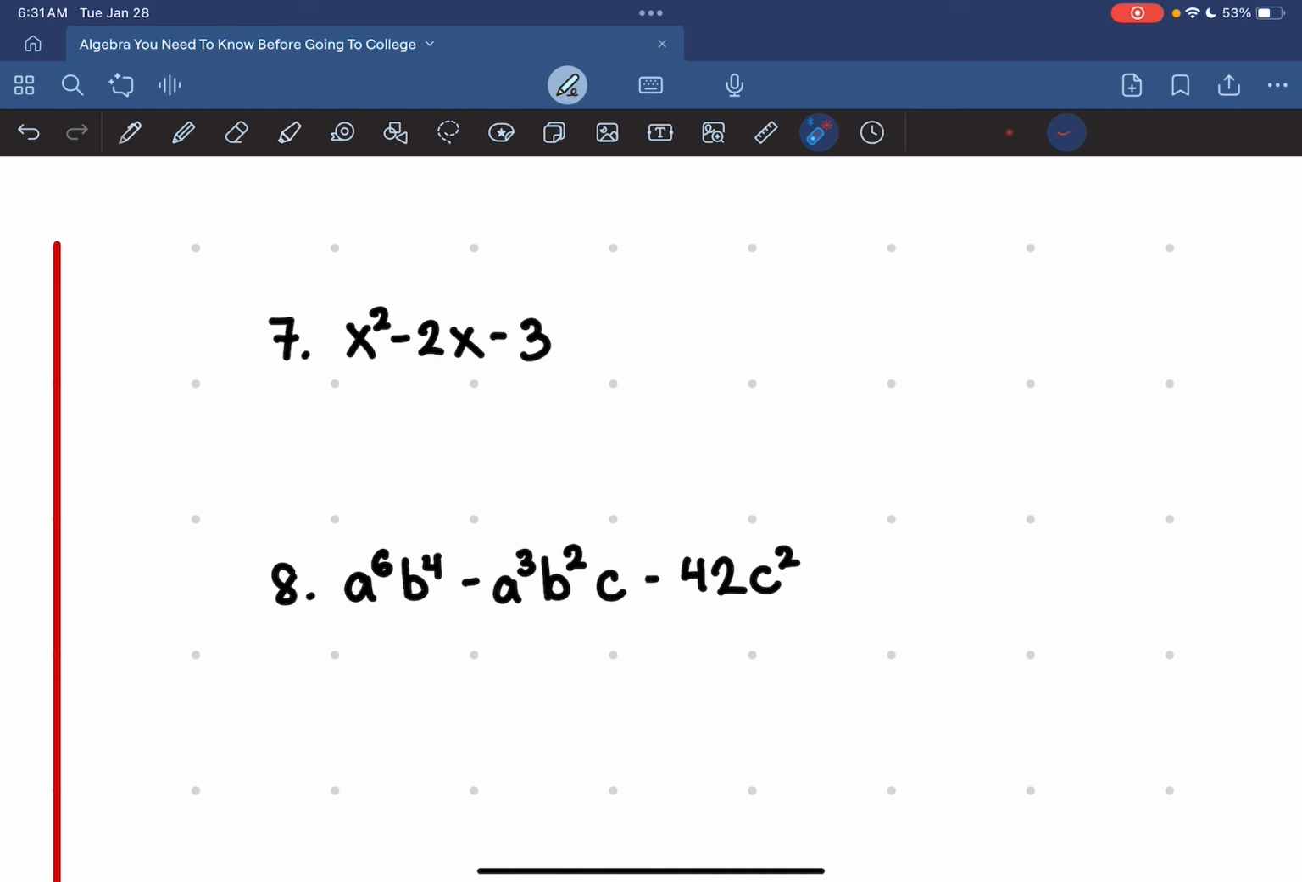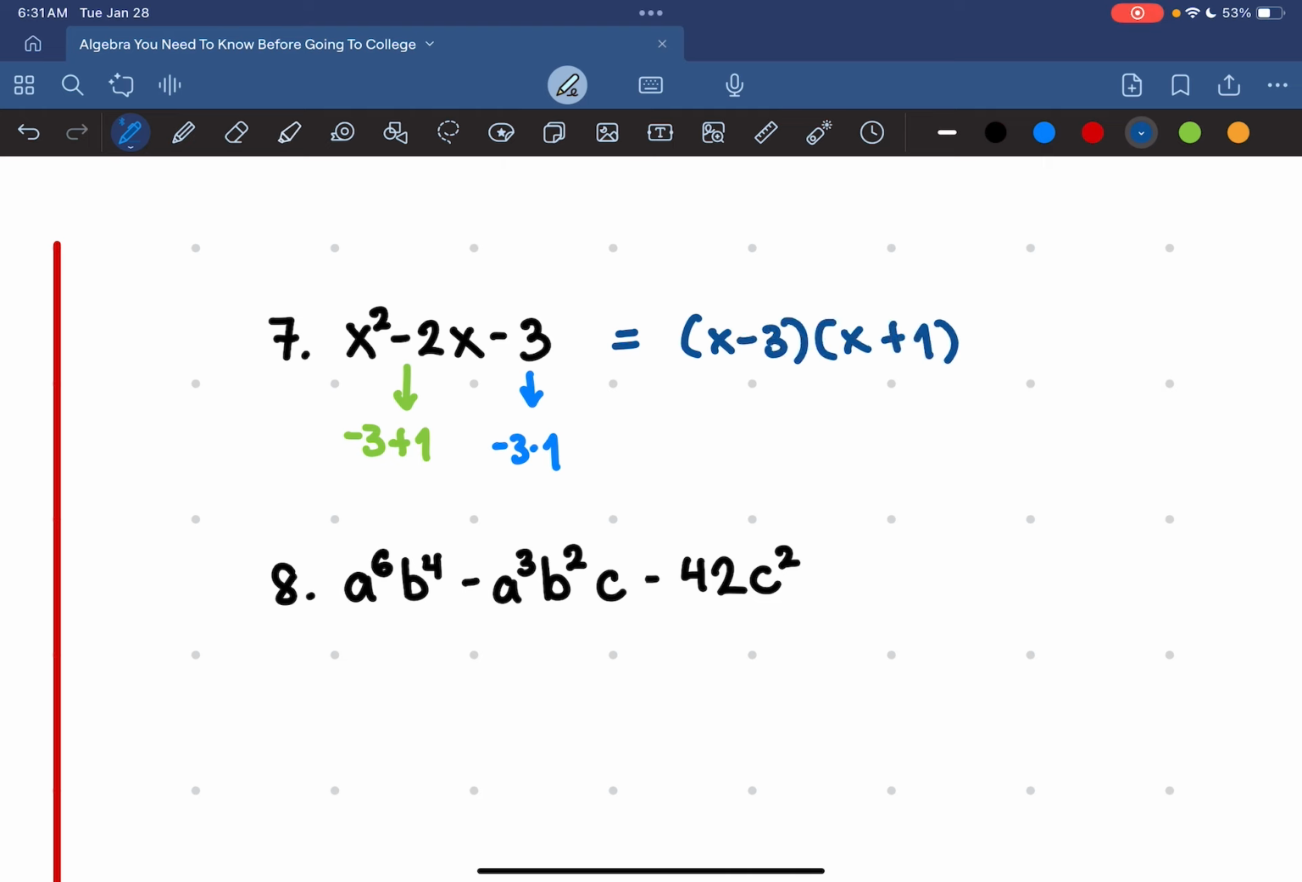So what can you think of? Well, for this one, take note that negative 3 times 1 is equal to negative 3, and negative 2 is equal to negative 3 plus 1. So with that information, this is simply x minus 3 times x plus 1. That's usually the trick in solving factoring quadratic trinomials. So that's the answer for this one.